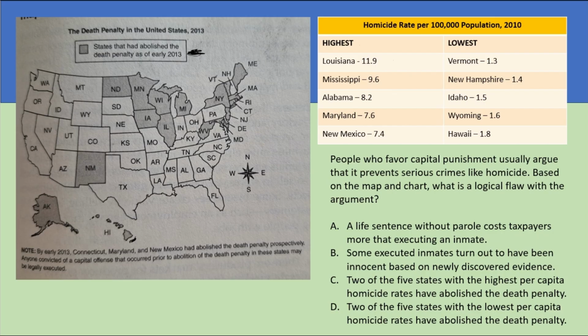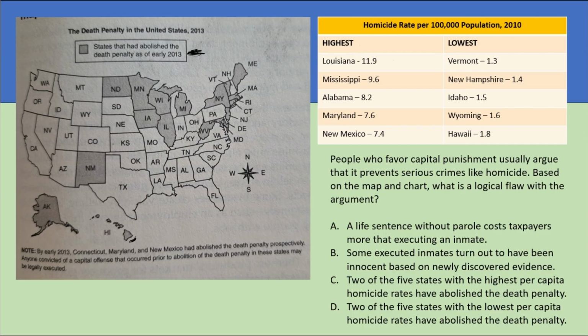So let's go ahead and look at another problem. You'll notice that we have the same map as the last question, and we now have a chart. So we have a chart that reads homicide rate per 100,000, population 2010, and then I have a list of 5 highest homicide rate states, and a column that has states with obviously the lowest homicide rate.